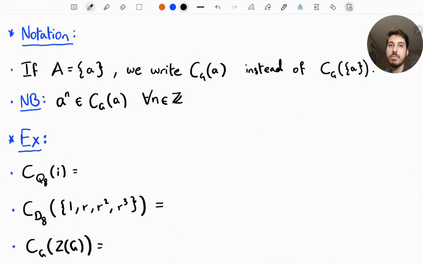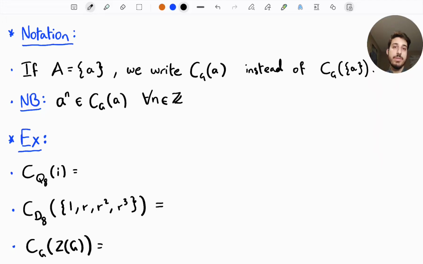Okay, it's time for some small notation and some remarks before we get into the examples. One notation is that if A contains a single element a, we're going to write C_G(a) instead of C_G of the set containing a. That's all for that notation. And the small remark is, because the centralizer is a subgroup, we know that it is closed under the group operation and under the inverses. So we can say that a to the power n is an element of C_G(A) for all n in Z. If you want to explore this idea further, I encourage you to work at it and prove that explicitly.